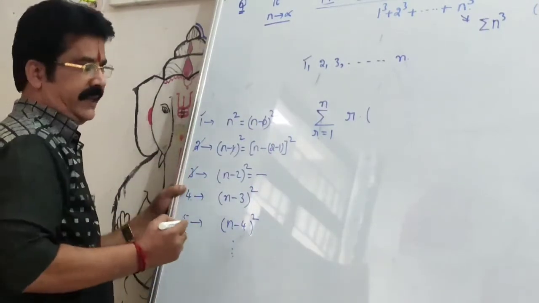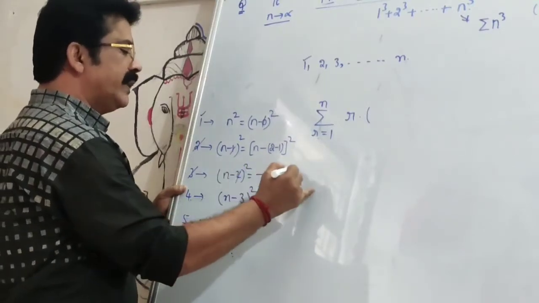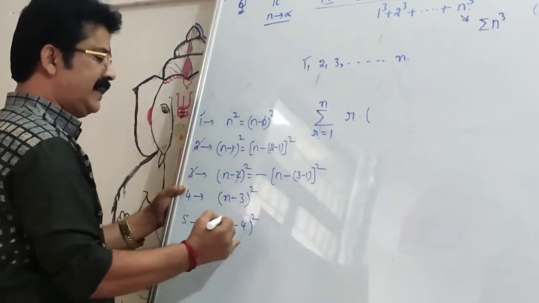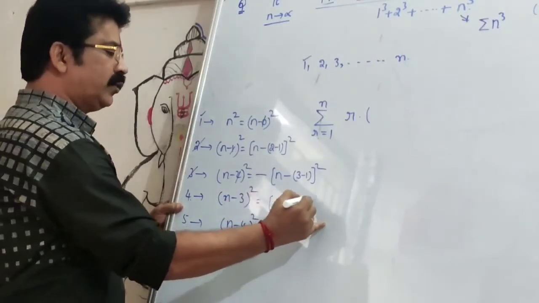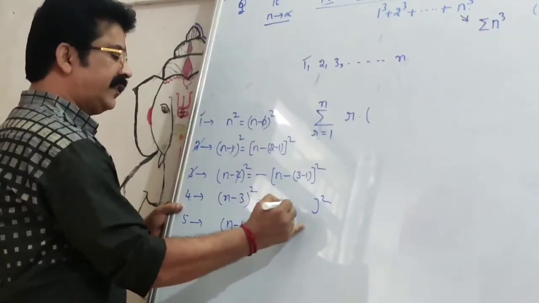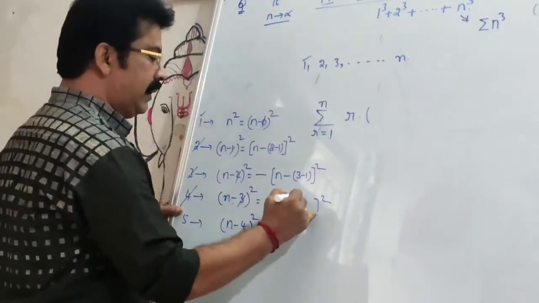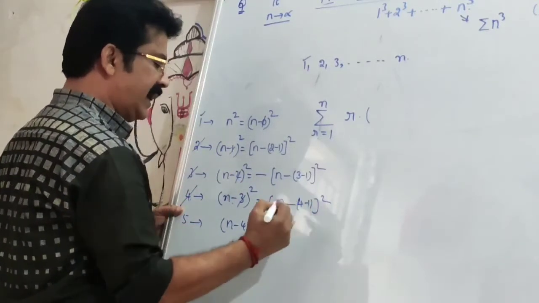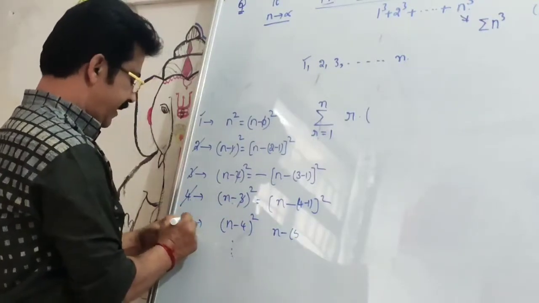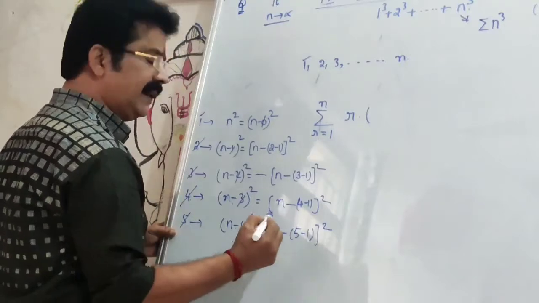Okay, the third is 3. So n minus 2 can be written as 3 minus 1 whole square. Similarly, the whole square is the same, n is the same, minus is the same. In the fourth term, 3 is there, meaning 4 minus 1. Similarly, (n minus 5 minus 1) whole square, like that.